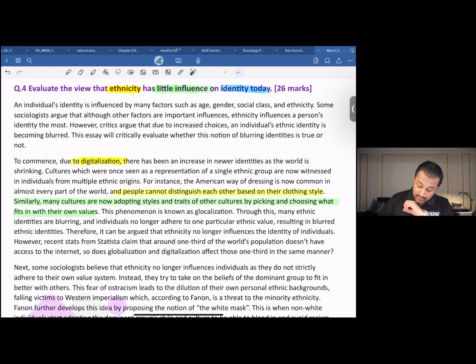So this phenomenon is known as glocalization. Glocalization. Through this, many ethnic identities are blurring, and individuals no longer adhere to one particular ethnic value, resulting in blurred ethnic identities. Therefore, it can be argued that ethnicity no longer influences the identity of individuals.